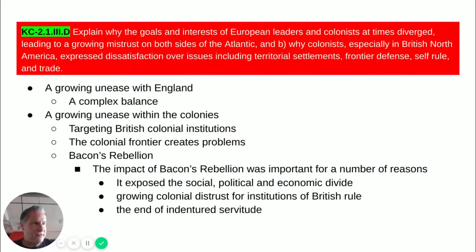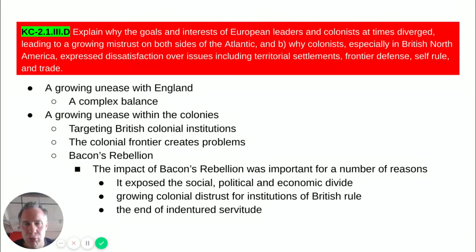So why is Bacon's Rebellion important? There are three reasons. One, it exposed that divide between the elites and everybody else in the colony. The coastal wealthy elites, whether they were Puritan elite or planter elite that lived in the more prosperous areas, were the haves, and the people on the frontier were the have-nots. And that rift was a new wrinkle in the colonial development.